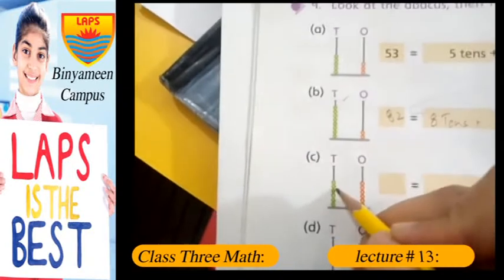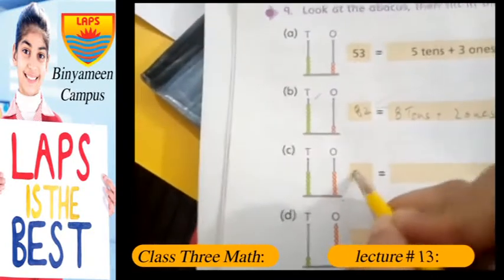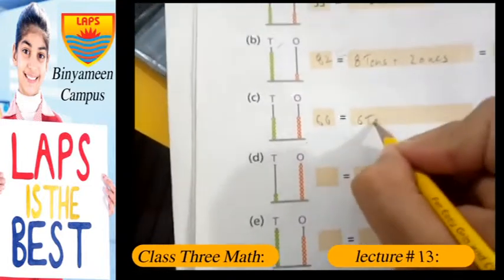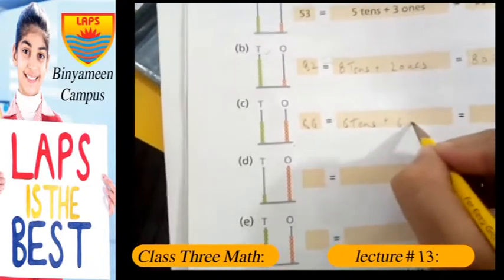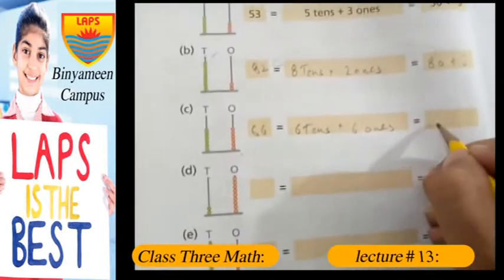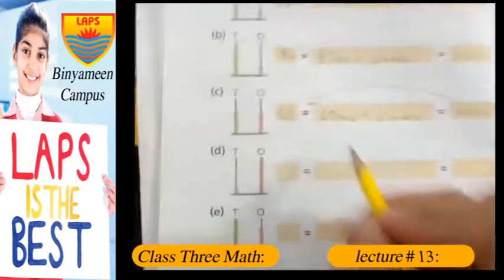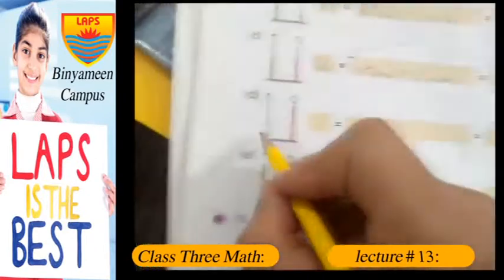And for this one, 1 2 3 4 5 6, and 6 ones as well, and 6 tens plus 6 ones, it makes 60 plus 6, which makes 66 written here.